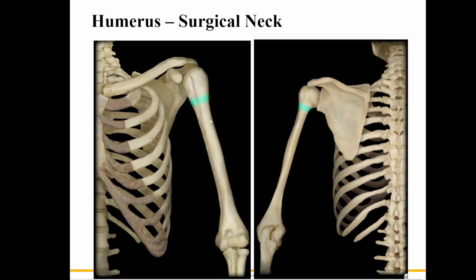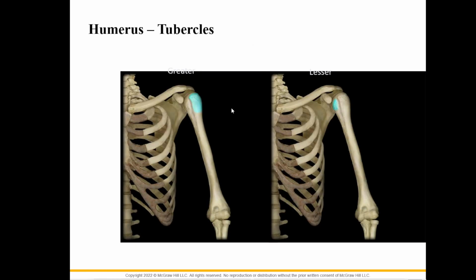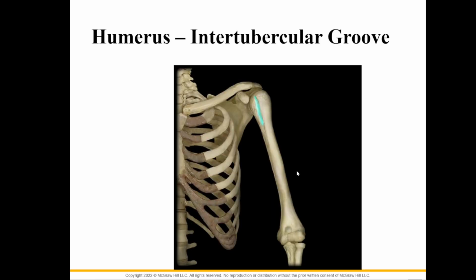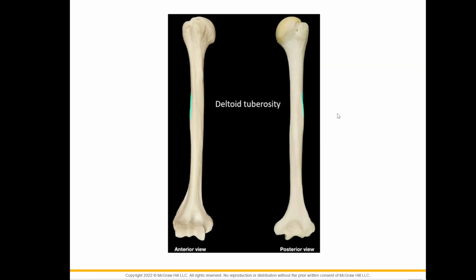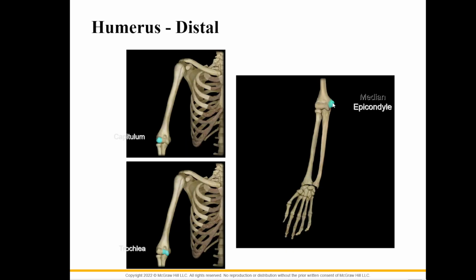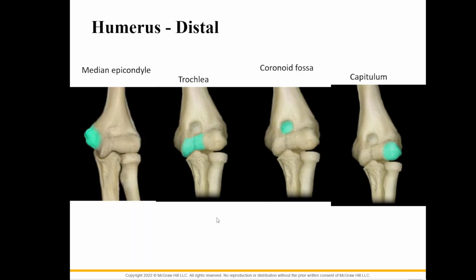the surgical neck, the tubercles, the greater and the lesser tubercle as pointed out earlier. And in between the greater and lesser tubercle, we have the intertubercular groove, the deltoid tuberosity, which is usually that depression on the sides. And then the medial epicondyle and the lateral epicondyle on the other side. The capitulum is usually lateral and the trochlear condyle is more medial. Okay, capitulum and trochlear.